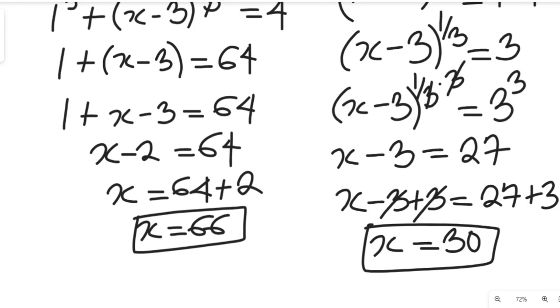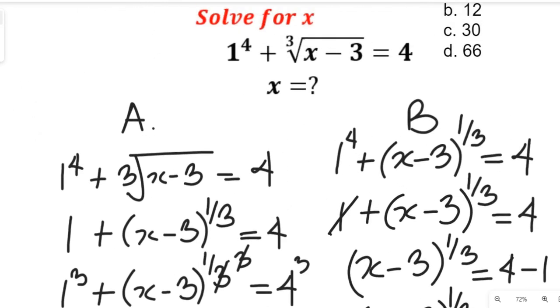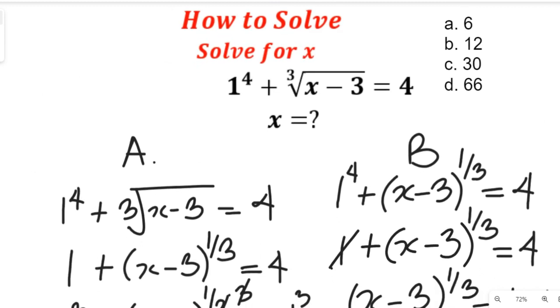So student A got 66 and student B got 30. Now guess what? Both results are in the options. This is the tactic examiners use to sway students away from getting the right solution. Now, which of these solutions is right?